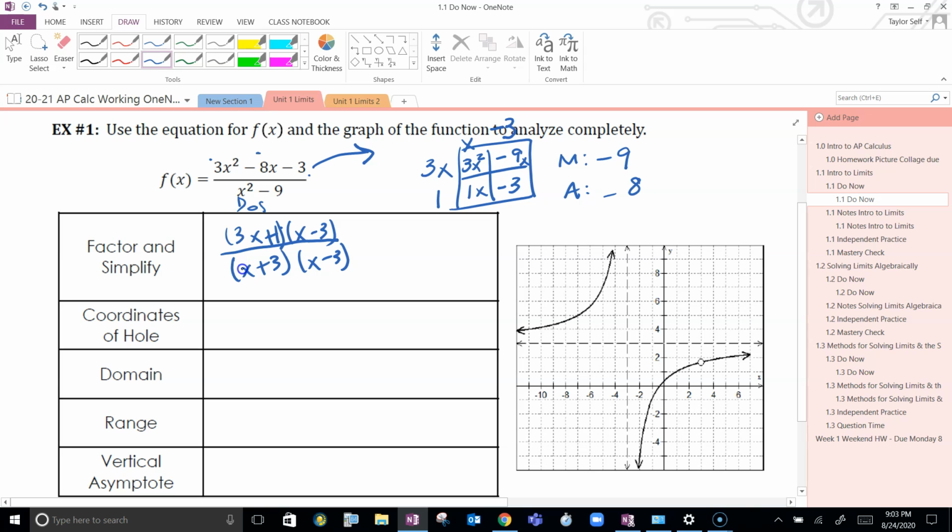So how can we simplify this? Cross out the x minus 3's. We get 3x plus 1 over x plus 3. Okay, so that's fully simplified.